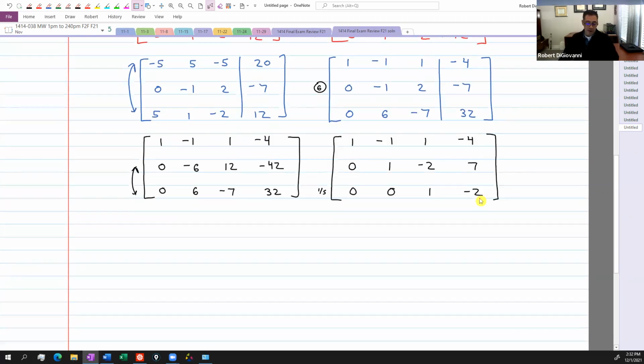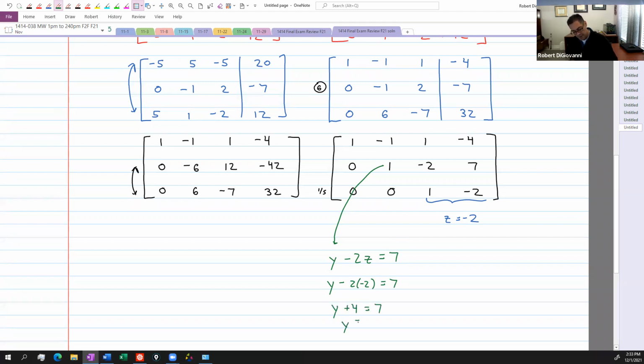So now we got it down to the echelon form, so we can go ahead and start putting things together. Back substitution. This tells me that z is -2. Then I go to this equation, which was y minus 2z equals 7. I replace the z with -2. This becomes y plus 4 is 7. So y must be 3.